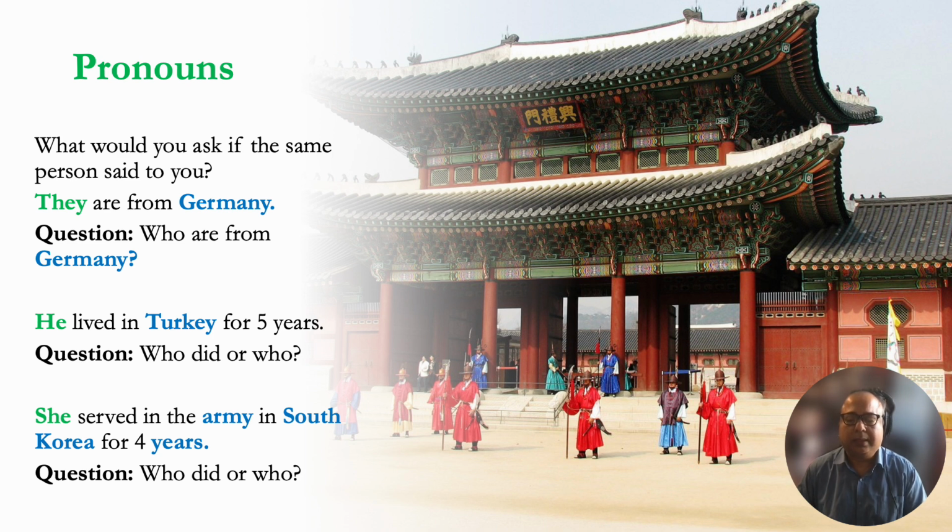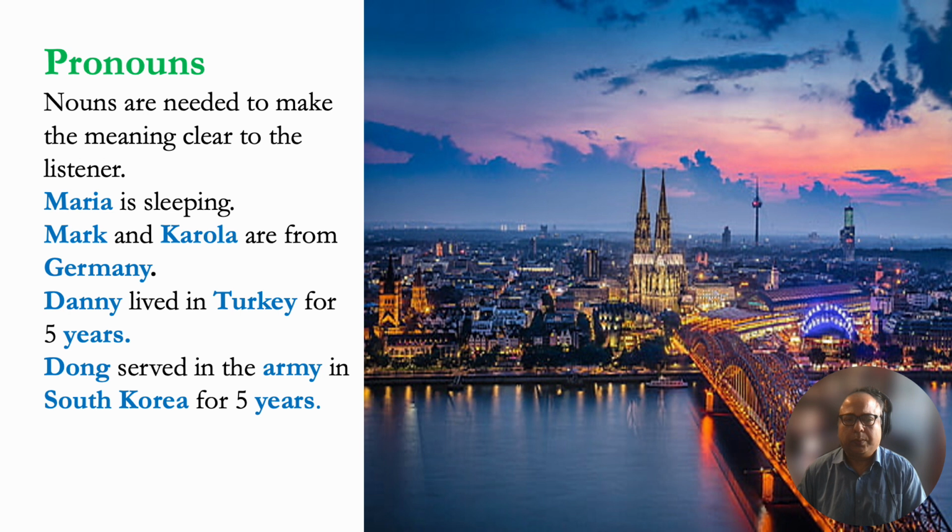So now let's revise the sentences a little bit and say "they are from Germany. He lived in Turkey. She served in the army." The meaning is still not clear, even though the sentences are grammatically correct because of the pronouns in the subject position. The reader still doesn't understand who they are, right? So what's the point I'm trying to make here? You may be wondering. The point is that pronouns are not clear without nouns.